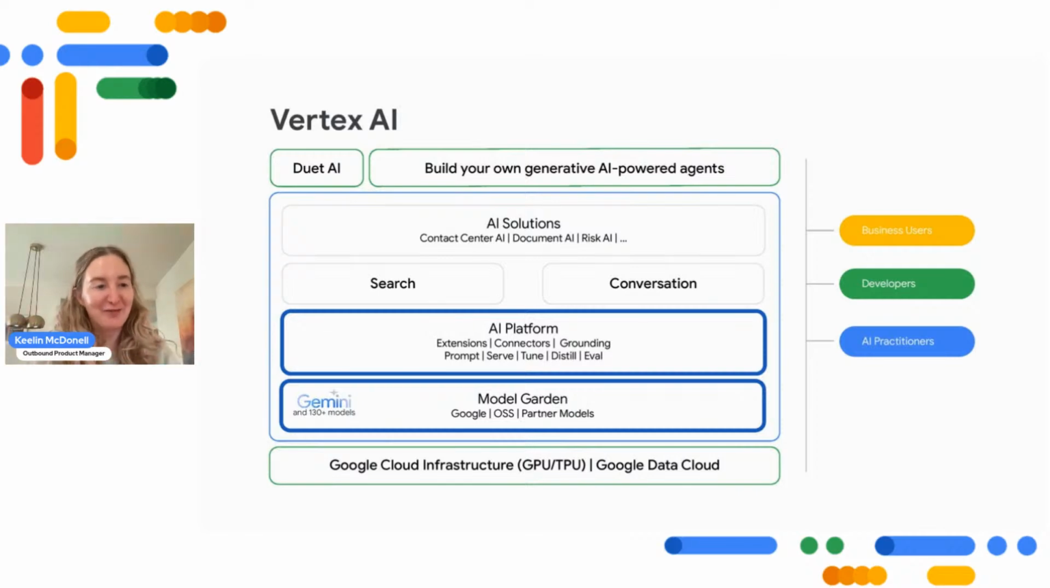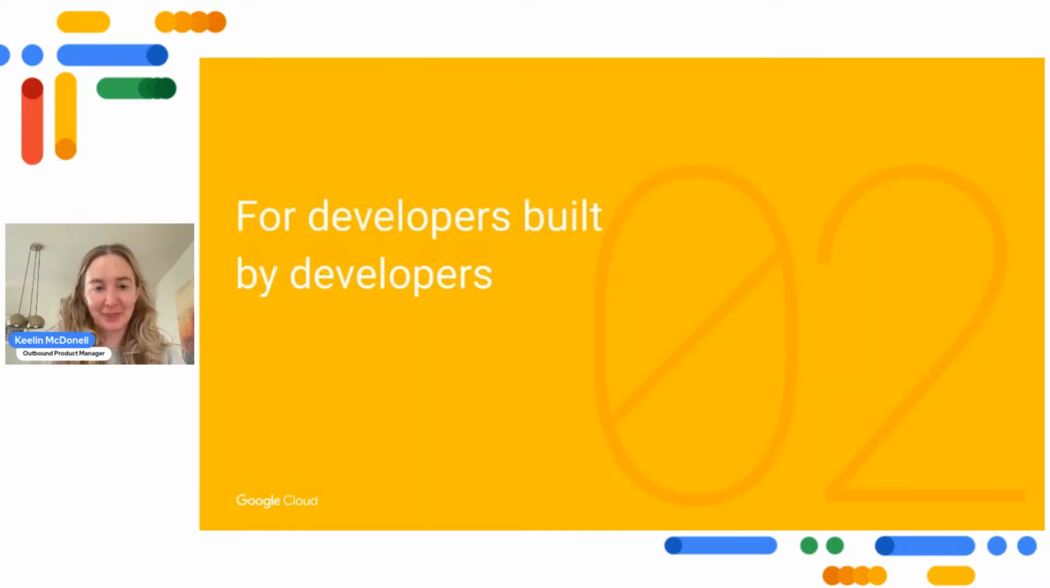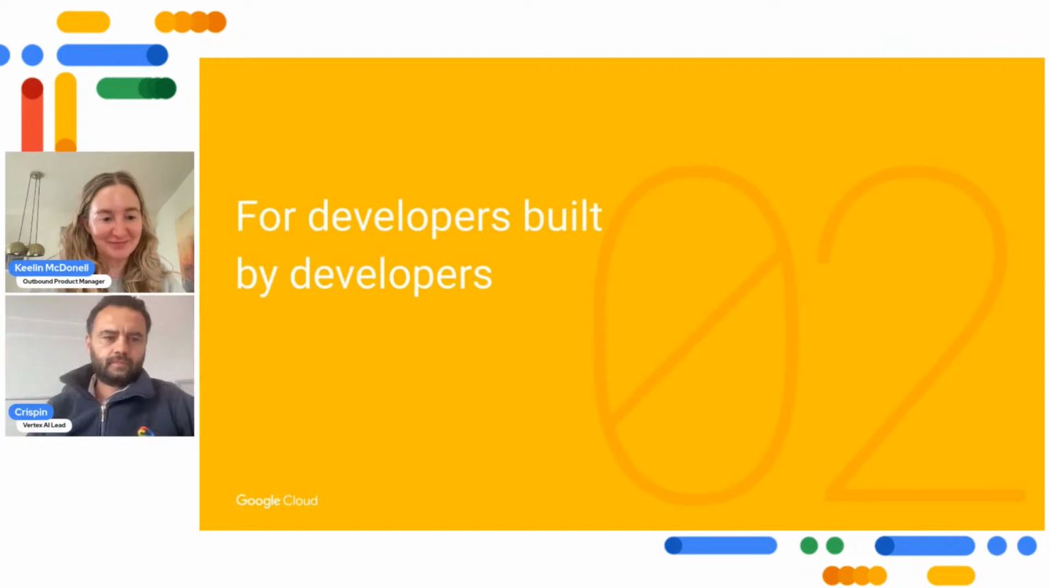And then on top of that, we have many other more out-of-the-box solutions for developers that are looking to get going quickly, like our search and conversation experience, Duet AI. We'll save the deep dive on those topics for another session, but all of this is part of the Vertex AI ecosystem. All right, and with that, I'm going to turn it over to Crispin.